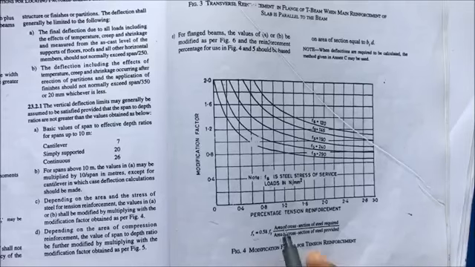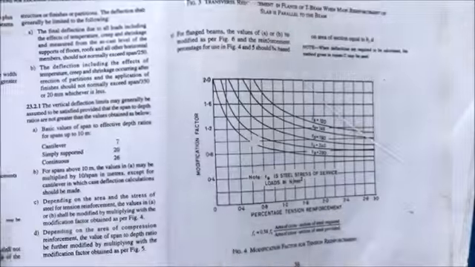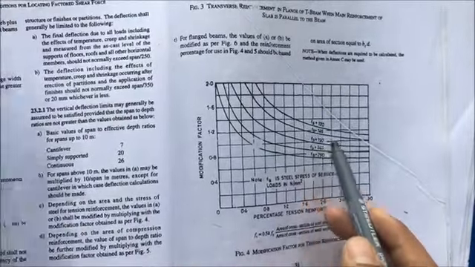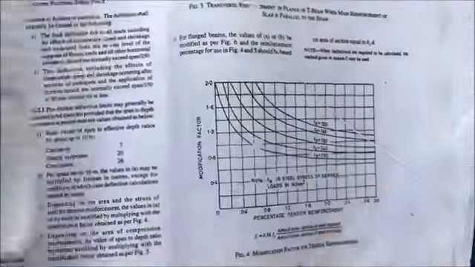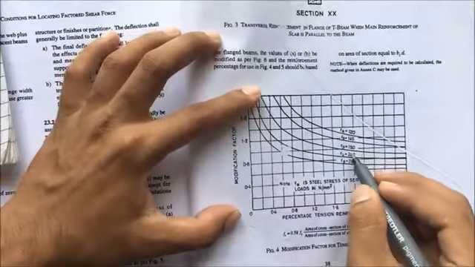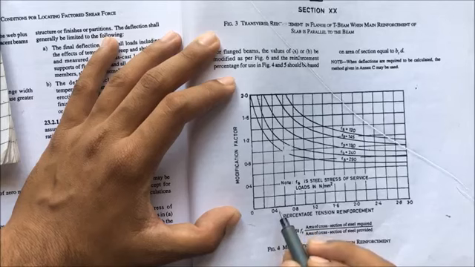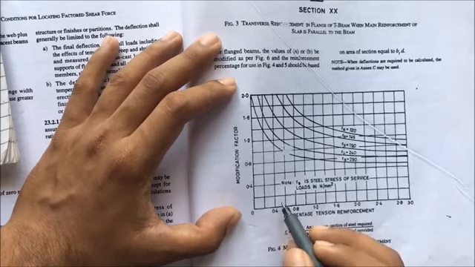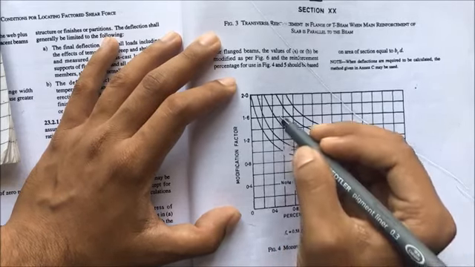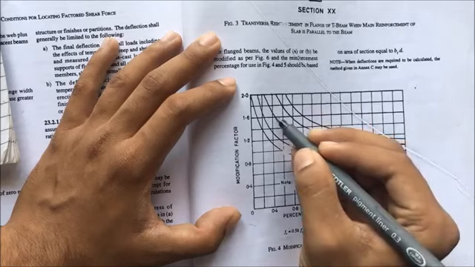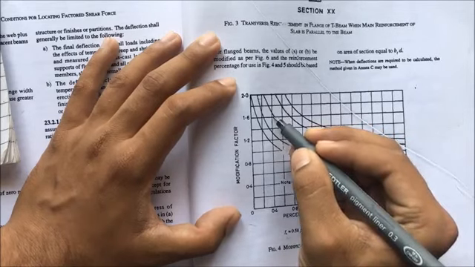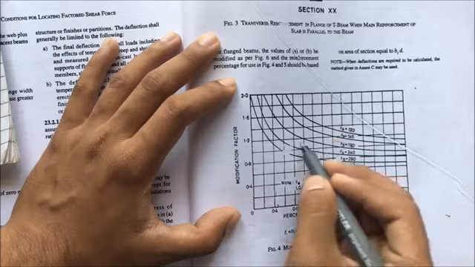From the figure we have to take percentage tension reinforcement, which is 0.489%, and the value of Fs is 192.26. So the value of Fs lies between these two curves, that is 190 and 240. Similarly 0.489 lies somewhere here. Now if we interpolate this value, we get the value somewhere at this point. So 0.489 and this value.